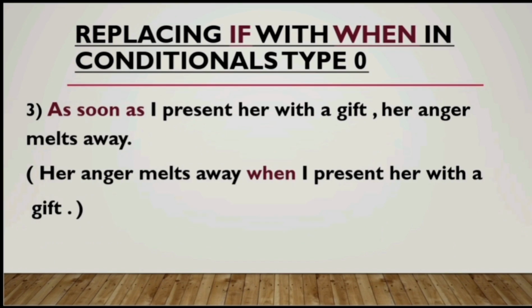The third example is, as soon as I present her with a gift, her anger melts away. Here, as soon as can also be used. If you have seen the video on conditional sentences, you are on the right track, so see that first. I highly recommend that. As soon as can be replaced with if, and there are more conjunctions that can be used. In this conditional clause, when you put when, the meaning will remain the same. Using when, the sentence will be: her anger melts away when I present her with a gift. There is no change in the meaning if you change if to when.